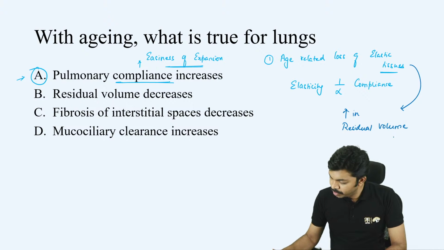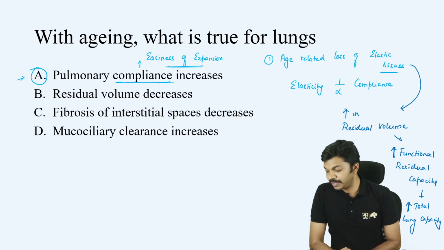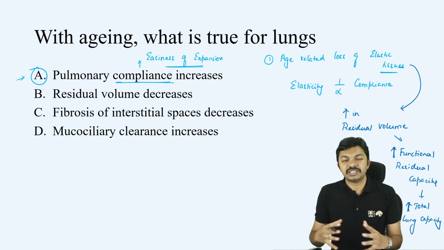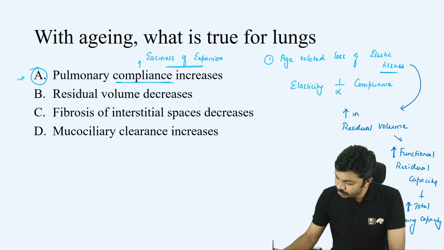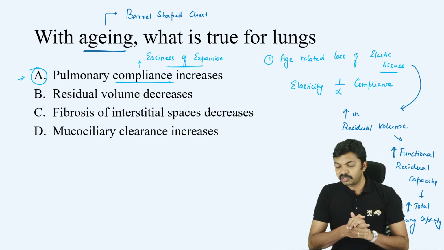And please remember, because residual volume increases, there is going to be a proportional rise in functional residual capacity. As a consequence, there is going to be a rise in total lung capacity as well. FRC increases, total lung capacity increases. Alright, doctors. Now, just because residual volume is more and total lung capacity is more, the chest is going to look barrel shaped. So with age, subjects will develop a barrel shaped chest. And you know the reason why. Fine, that's option B.